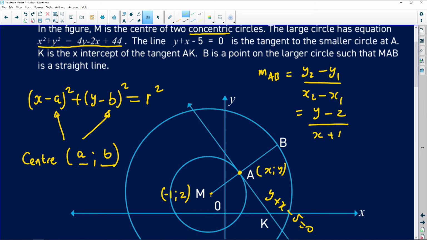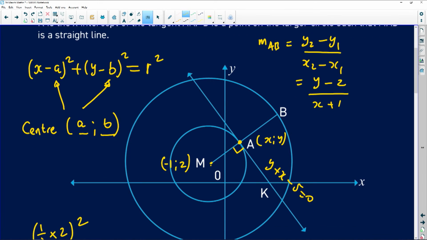But now what we know for a fact is that the line MA and the line AB are perpendicular to each other, because the radius is always perpendicular to the tangent. So that means I have a relationship between the line MA and the line AB, and I can figure out what the gradient of the other line is going to be. If I rewrite this in the right form, it's simply going to say y is equal to minus x plus 5. That will be the equation in standard form.